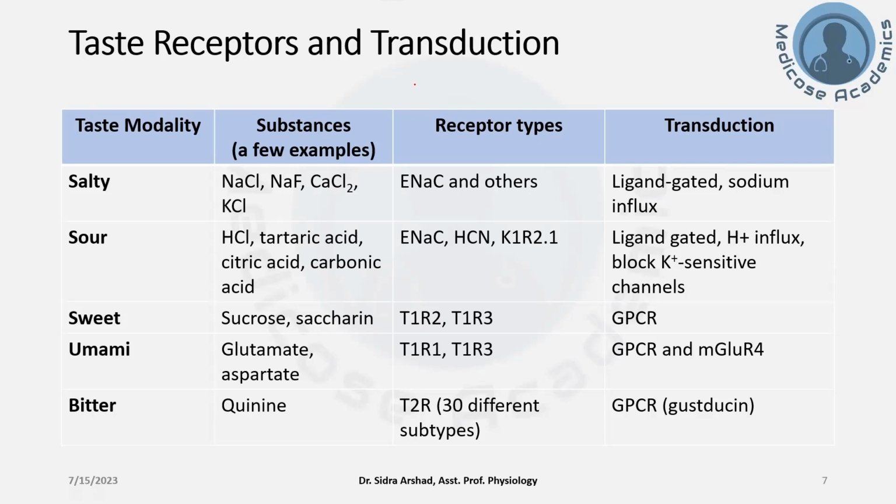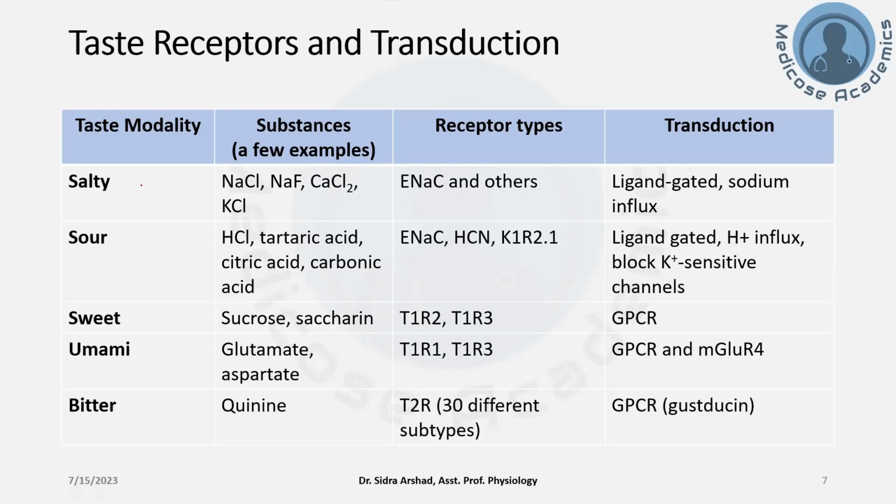So for salty taste, a few examples are sodium fluoride, calcium fluoride, and potassium fluoride. The receptor types are epithelial sodium channels, amongst others. The transduction mechanisms include these channels being ligand gated, and they cause the influx of sodium ions, bringing about depolarization and release of the neurotransmitter.